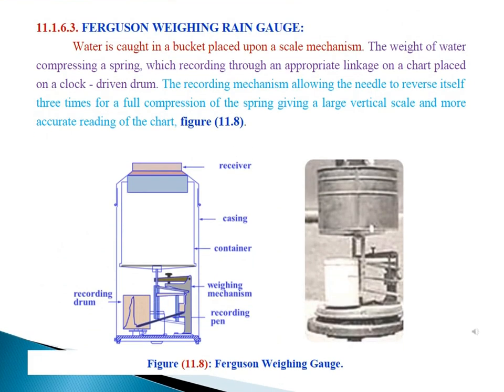Bergeron weighing rain gauge. Water is caught in a basket placed upon a scale mechanism. The weight of water compresses a spring, which is recorded through an appropriate linkage on a chart placed on a clock-driven drum. The recording mechanism allows the needle to reverse itself 3 times for a full compression of the spring, giving a large vertical scale and more accurate reading of the chart, as shown in the enclosed figure.